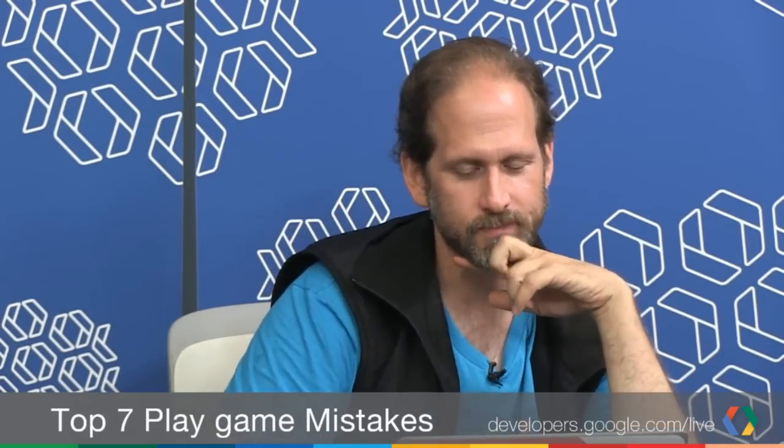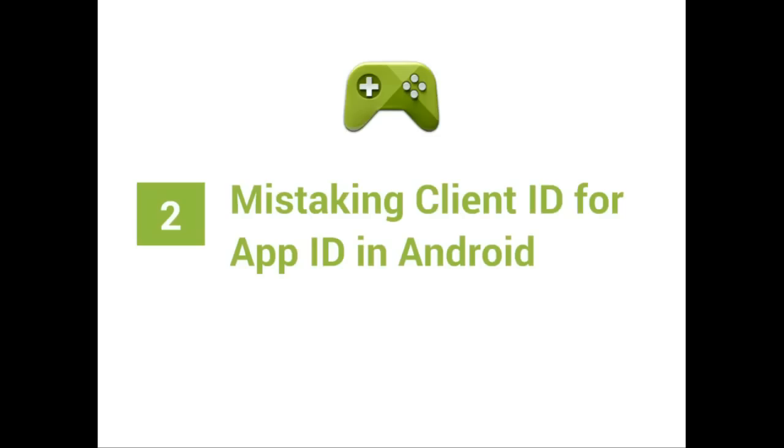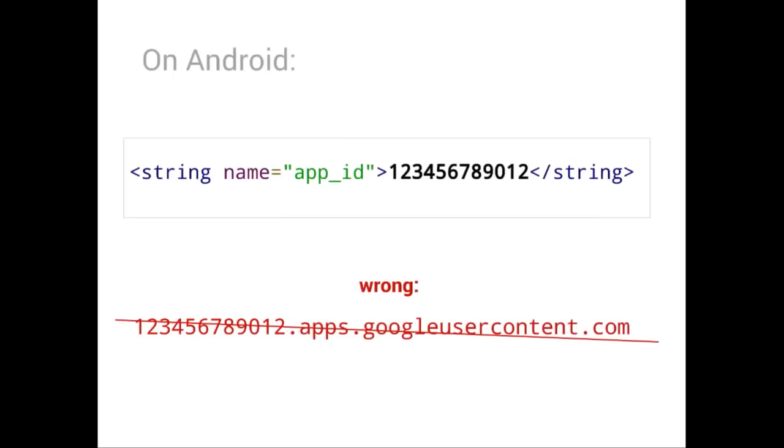Next, another common mistake is to mistake your client ID for your app ID in Android. It doesn't help that the developer console gives you the client ID, because the client ID is what you need for web and for iOS. But for Android, it's different. If you look at an Android manifest file, you'll see a metadata tag that points to a resource file, and that resource file has your app ID. The app ID you want is the numerical portion of your client ID, so this is only digits.